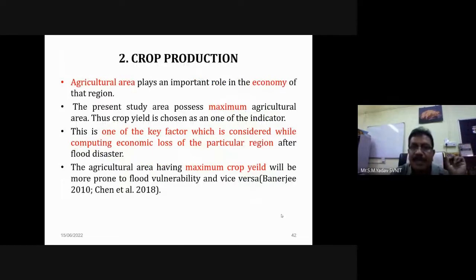Agriculture area plays an important role in the economy of that region. The present study area possesses maximum agriculture area. This is one of the key factors which is considered while computing economic loss of the particular region after a flood disaster. The agriculture area having maximum crop yield will be more prone to flood vulnerability and vice versa.